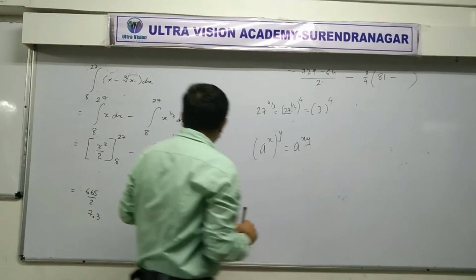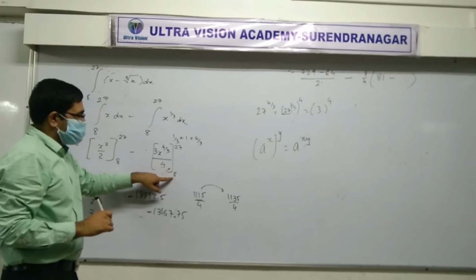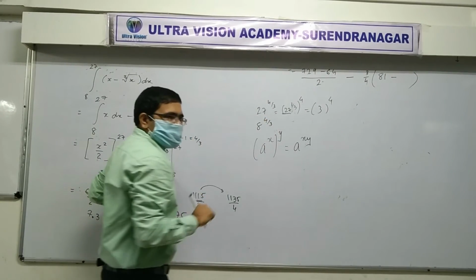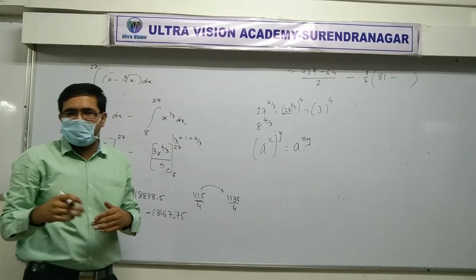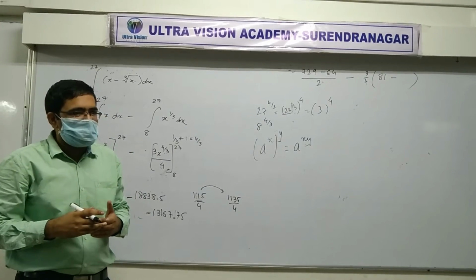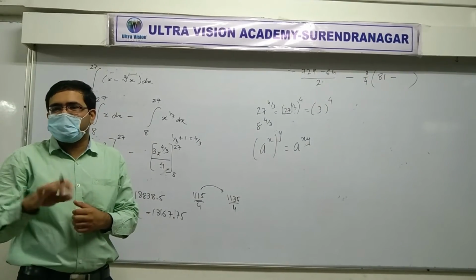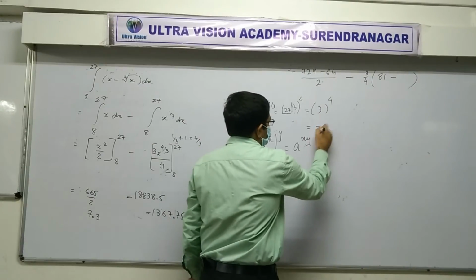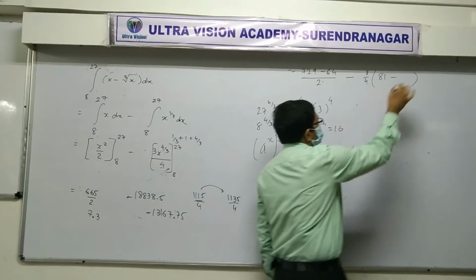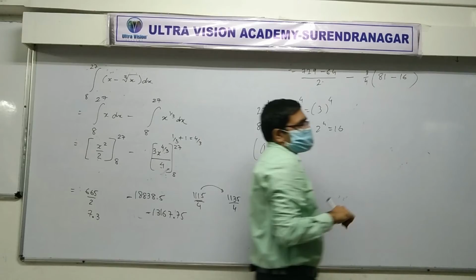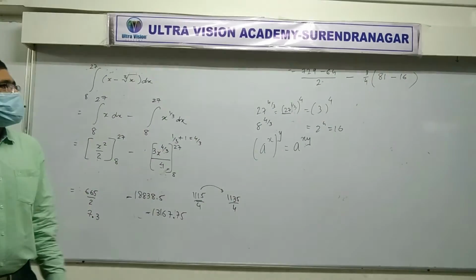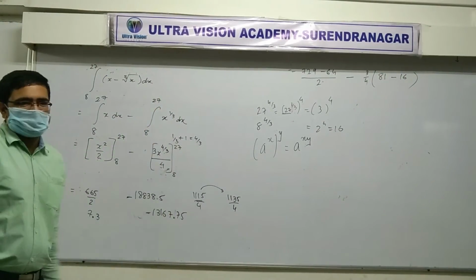Now the same thing we are going to do for 8. So 8 raised to 4 by 3. Use the same procedure. First you have to take the cube root of 8, then 2 raised to 4, which is 16. See, there are no cube roots left. So simplify it now and see what answer we get.